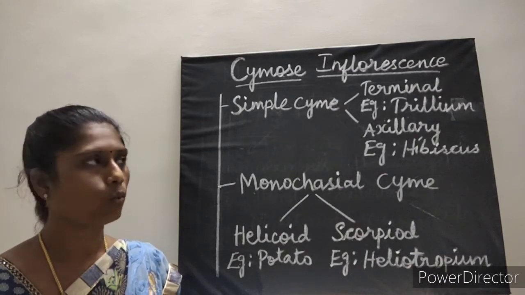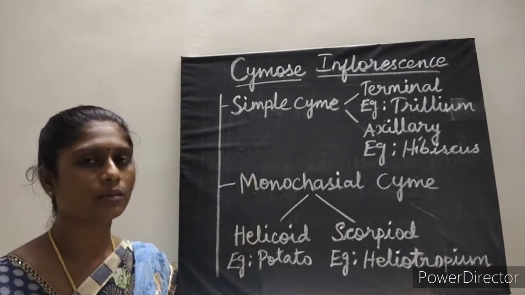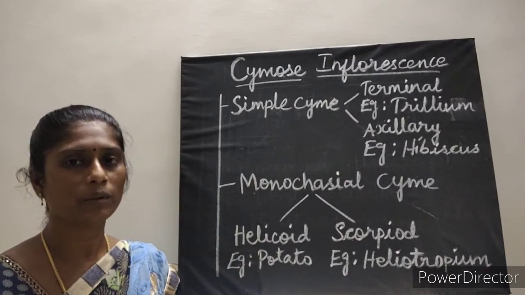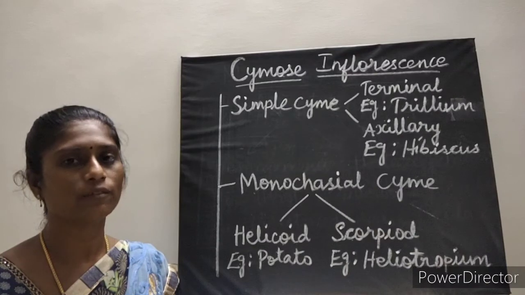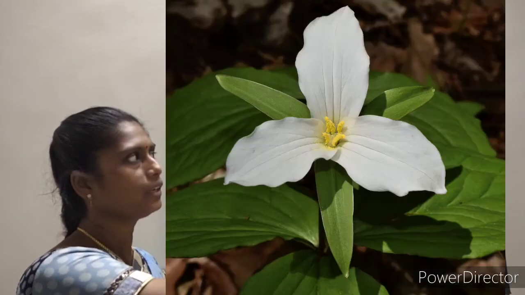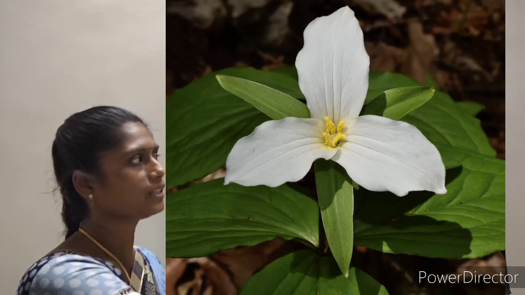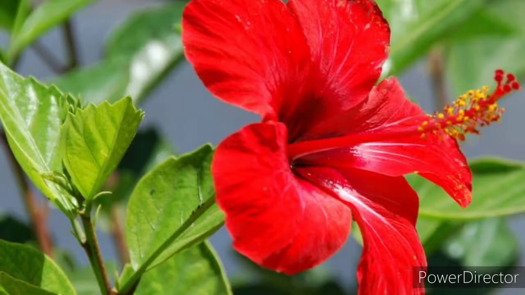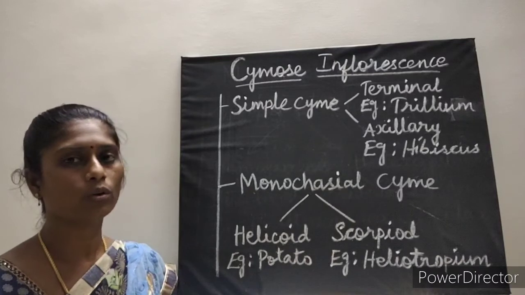Now let us learn what is called simple cyme. Simple cyme means a determinate inflorescence with a single flower. It may be terminal or axillary. Terminal example: Trillium. Axillary example: hibiscus. Next is monochasial cyme.